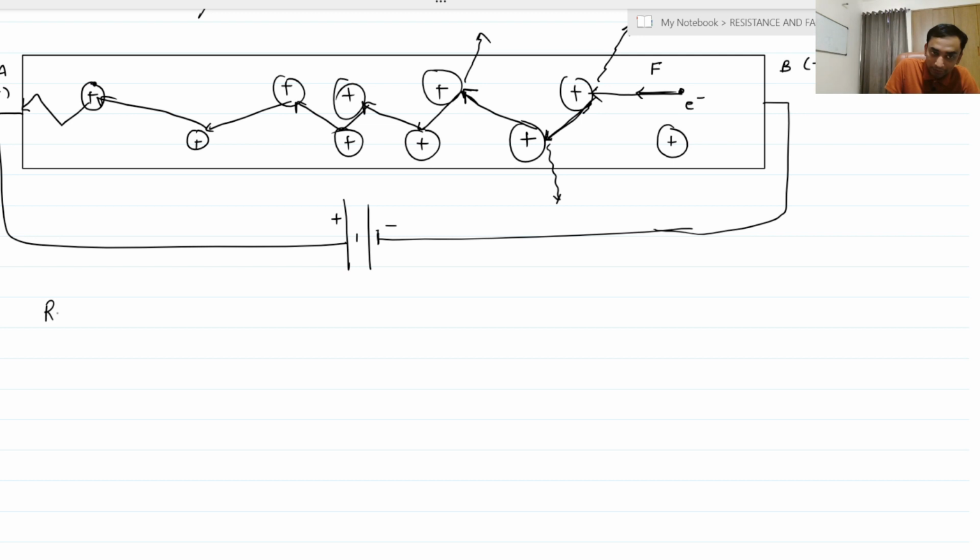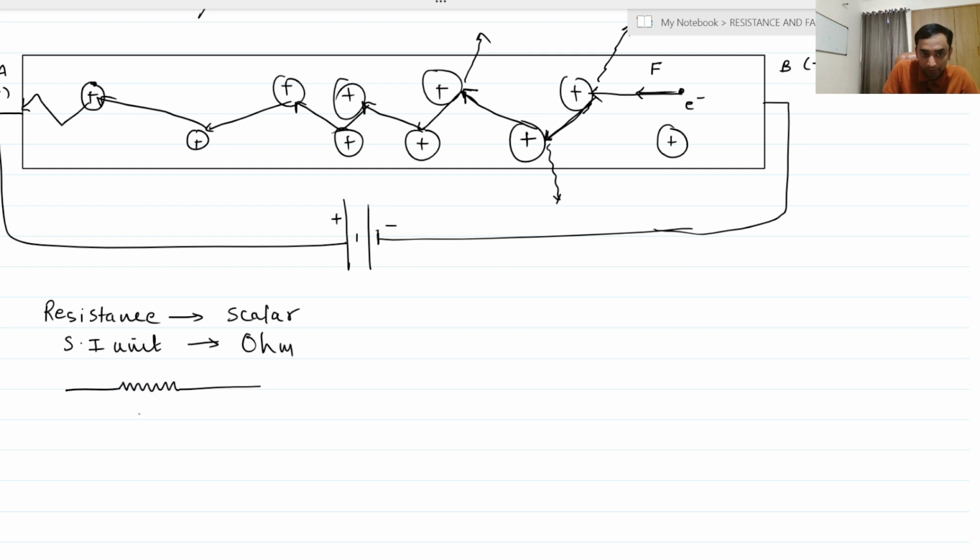Let's understand that resistance is a scalar quantity. Its SI unit is ohm, and we represent it by this symbol. So this is the symbol for the resistance, and this is basically a fixed resistor. Resistor means any substance that has resistance in it. So a metal rod can also be referred to as a resistor, right? Resistance is a property of a substance to oppose the flow of current, whereas a resistor is a real thing, right?